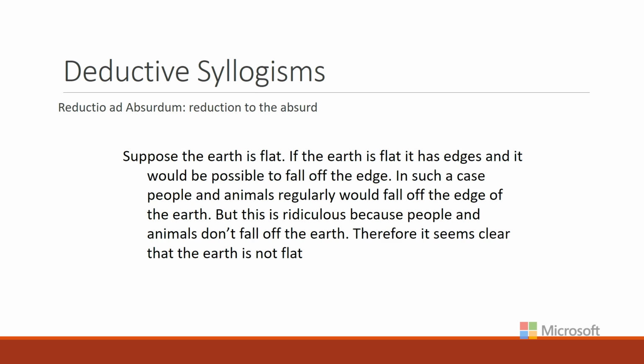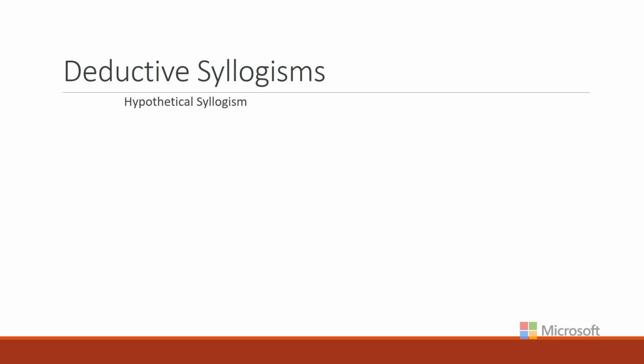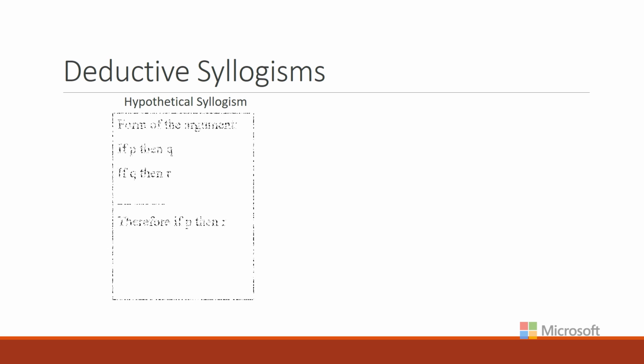So that's a very interesting way that we can use that same type of argumentation form in a little bit of a different format. All right, the third one I want to give you is called the hypothetical syllogism. And you can see from the name probably that we're going to be working with conditionals here. All right, the form of the argument looks like this. If P, then Q. If Q, then R. Therefore, if P, then R.